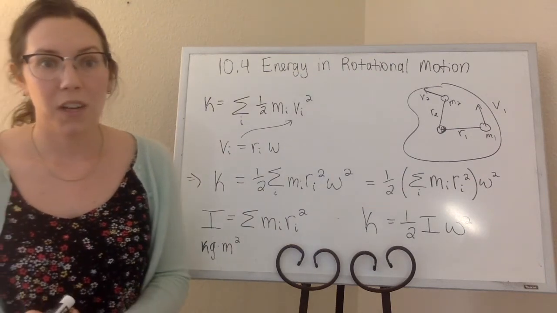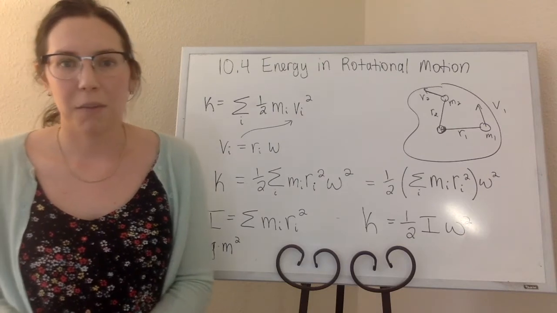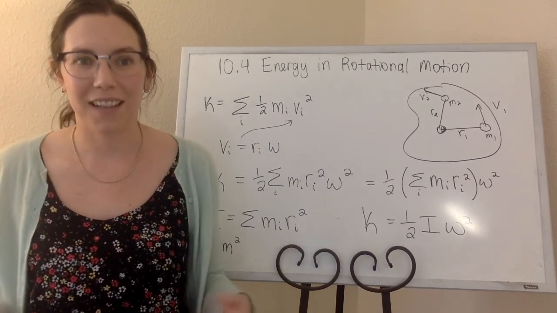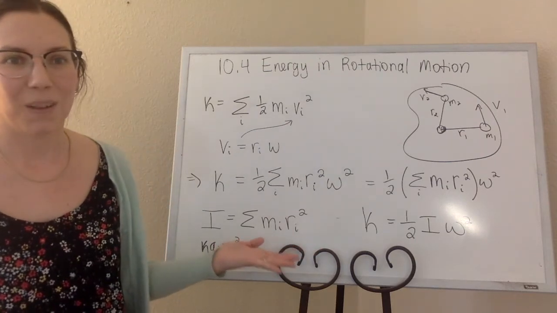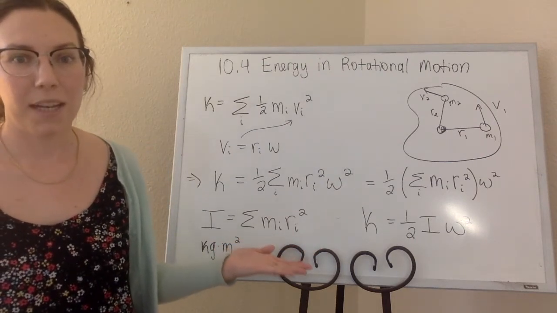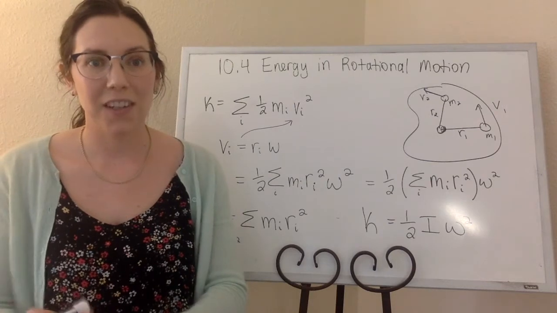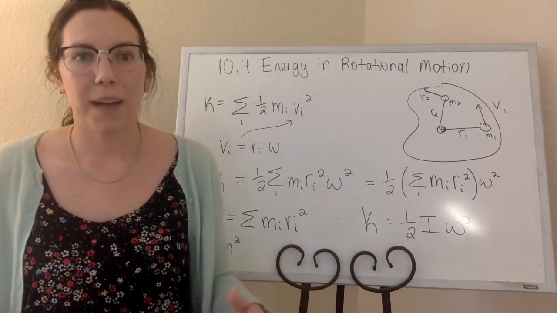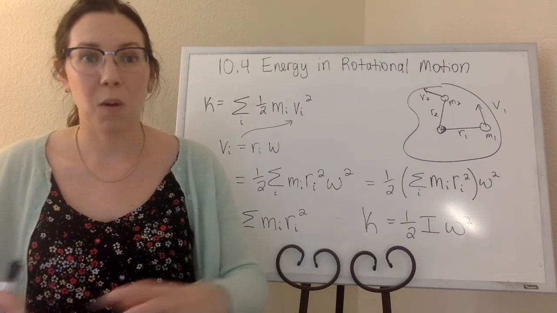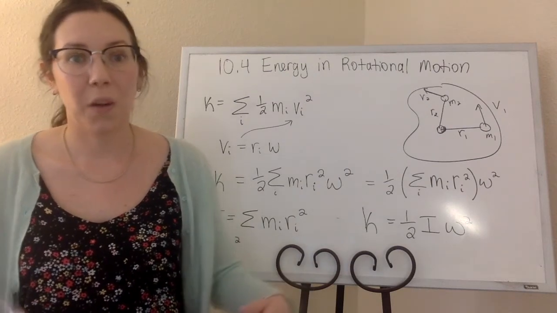The moment of inertia is not a constant for a specific object. It actually depends on the axis of rotation, right? Because r is involved in this expression here. So it is specific to the axis of rotation and the mass distribution of the object. Generally, objects will have a higher moment of inertia if there's more mass distributed further away from the axis of rotation.